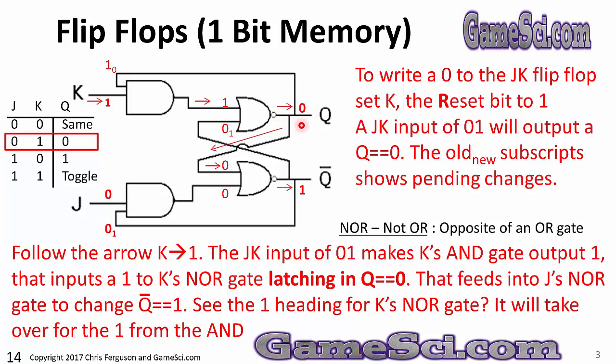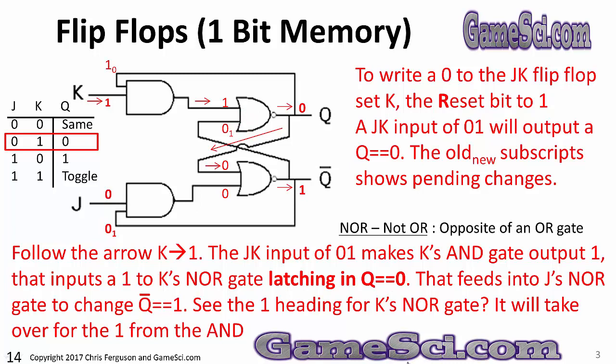That 0 feeds into J's NOR gate and changes Q naught to 1. Two zeros on this OR gate, not OR becomes a 1. That 1 then feeds back into here and will guarantee that this maintains a 0. There's a timing that goes on here. The initial 1 that latches in the 0 gets sent back, fed through this loop, and comes back here as a 1, which means it locks in the 0.